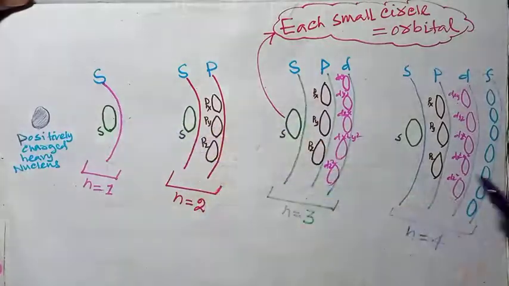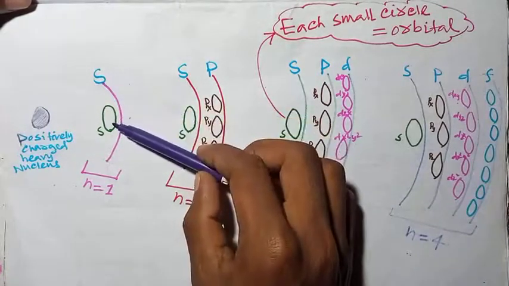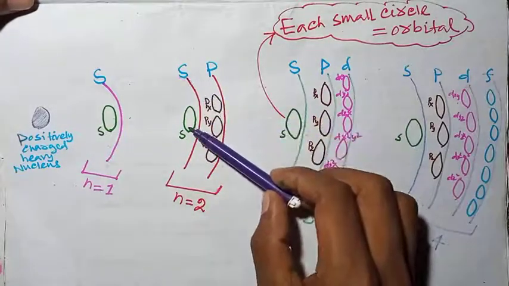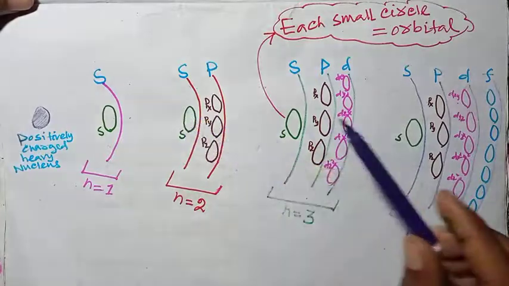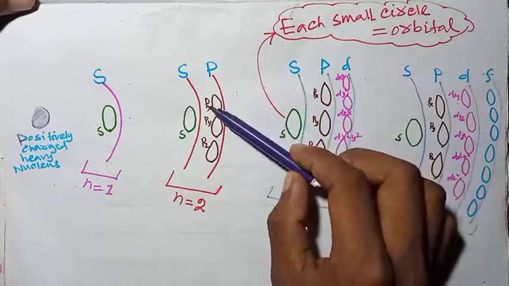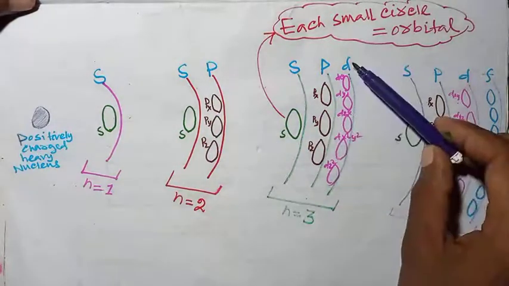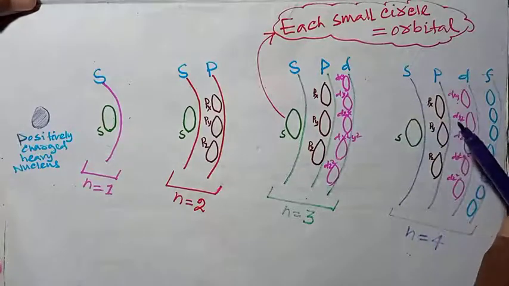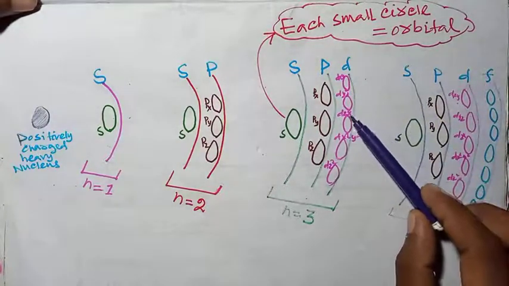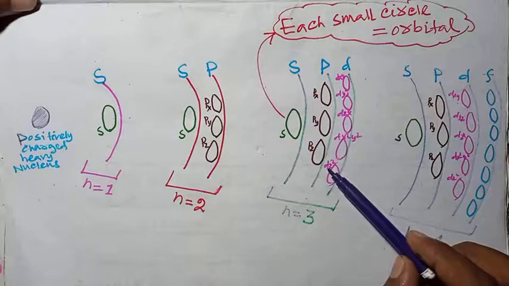Again, each subshell contains orbitals. S subshell contains only one orbital, that is S orbital. P subshell contains 3 orbitals: px orbital, py orbital and pz orbital. Similarly, D subshell contains 5 orbitals: dxy orbital, dyz orbital, dzx orbital, dx square minus y square orbital and dz square orbital.